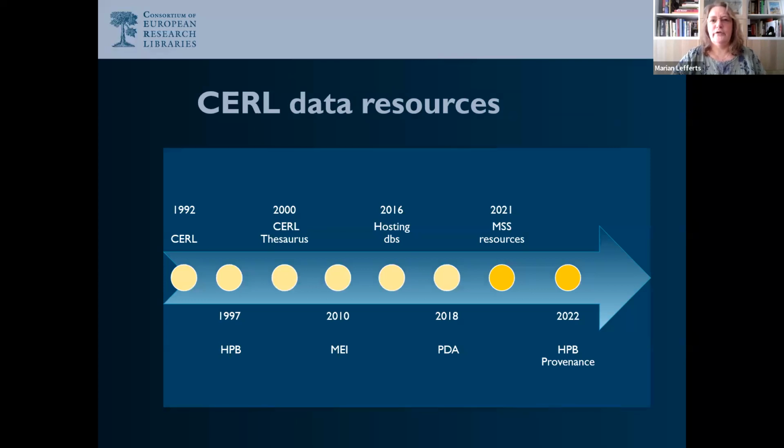So data is in a variety of containers, a variety of databases. And here I give you a timeline to show you when each of those was created. CERL itself was started in 1992, and the first database it launched was the Heritage of the Printed Book Database in 1997. In 2000, we added the CERL thesaurus to aid with navigation in the HPB. In 2010, we launched the Material Evidence in Incunabula database. From 2016, we have the environment and the ability to host other people's databases. In 2018, we launched the Provenance Digital Archive. In the Corona year 2021, we compiled a list of manuscript and archival resources that are available online. And this year, we hope to finalize the work on what we call the HPB provenance.